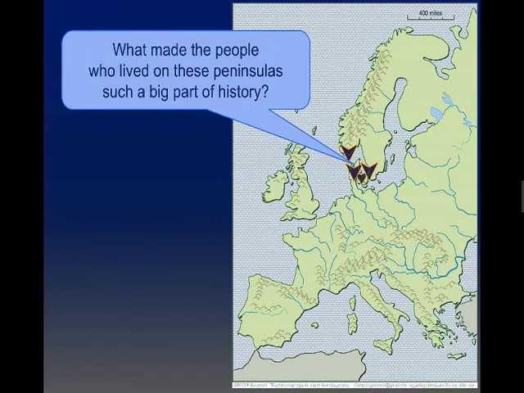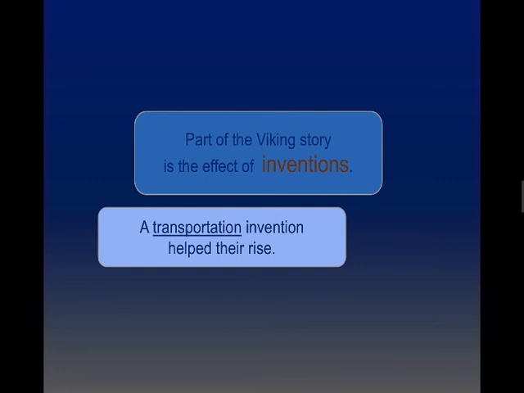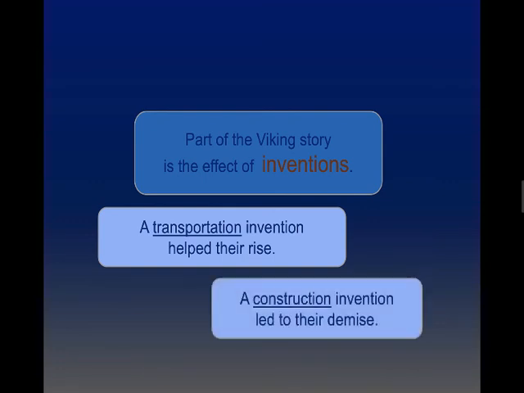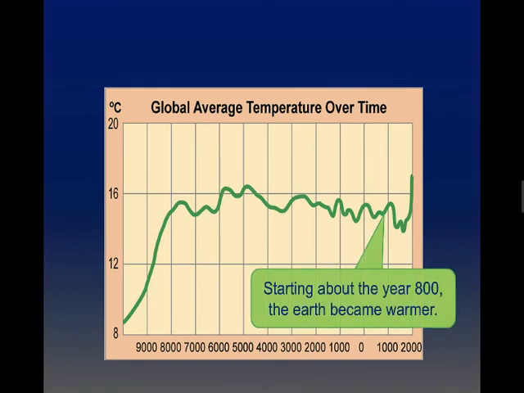So what made the people who lived on these peninsulas such a big part of history at a particular time? And we suggest that, like any interesting story, it's kind of complicated. Part of the Viking story is the effect of inventions, and a transportation invention helped them to rise. A construction invention led to their demise. But another part of the story is the effect of climate change. Now, you remember this big complicated graph here.